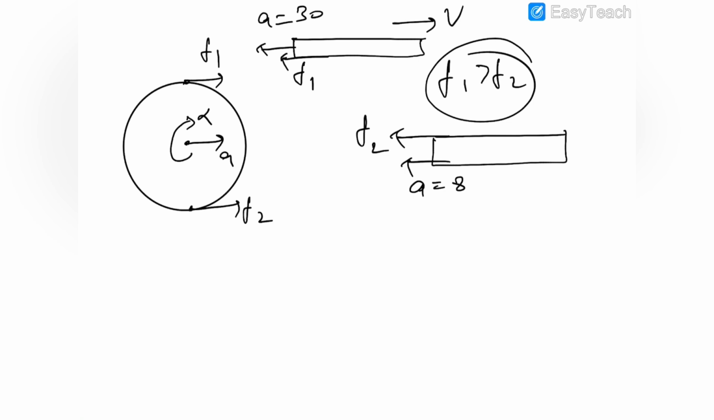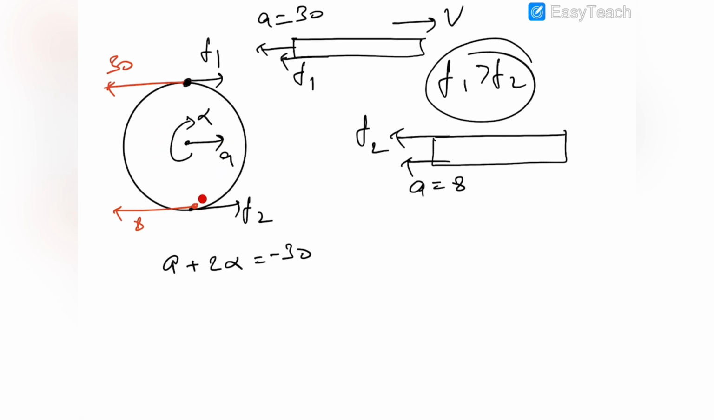So we can again say that at this point the net acceleration will be 30 in the backward direction, and of this point should be 8 in the backward direction, because we know that at contact points accelerations should also be the same. So we can say that A plus R alpha, where R is 2, so the acceleration of this point will be A plus 2 alpha, that is equal to minus 30, and the acceleration of this point will be like that.